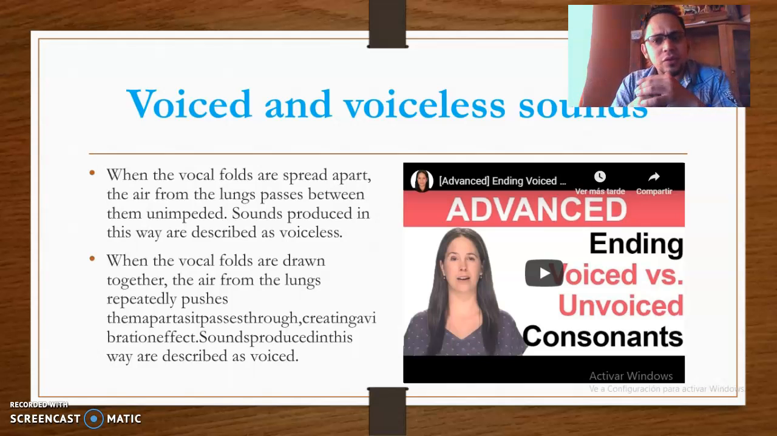So let me give you some examples of voice, like zero. How do I know that there is a vibration here? Just put two fingers around here on your neck and say it slowly. Zero, zero, zero. Can you feel how your throat is moving inside? And voiceless, like different words such as car, pen, ten, etc.